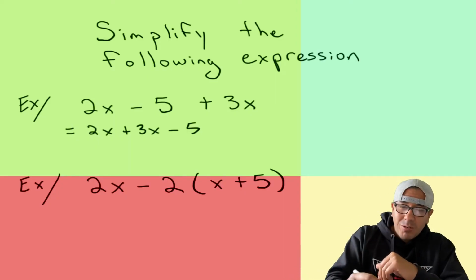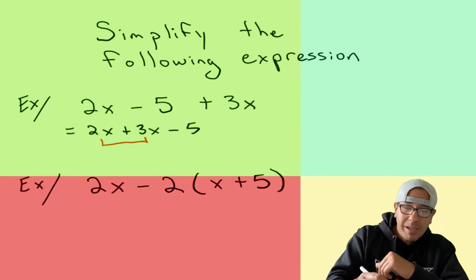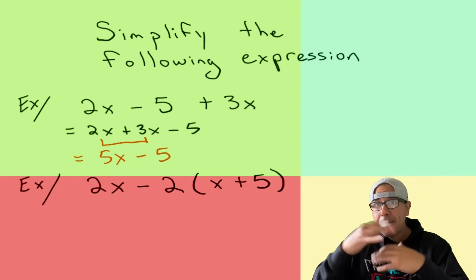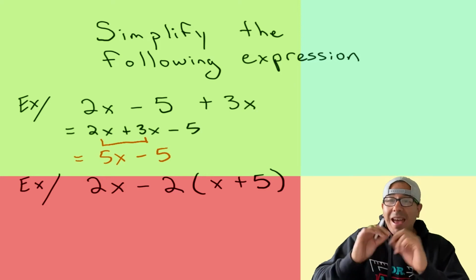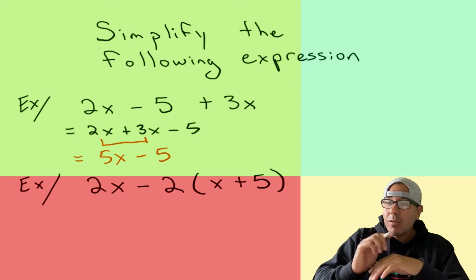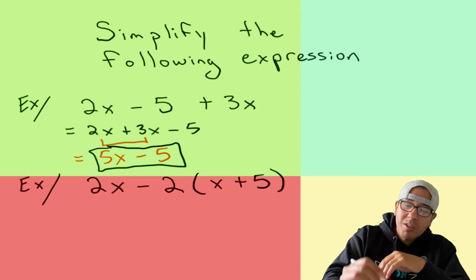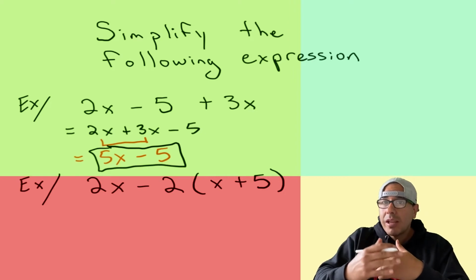So what we're going to do is we combine our like terms, right? Both of these have an x value. So 2x plus 3x, that gives us 5x. And that minus 5, there's nothing you could do with that. So we're going to drop it like it's hot. Boom. And when we're simplifying, that's as much as you could do. You can't go any further, right? Because here, these are not like terms. So please don't try to go any further.